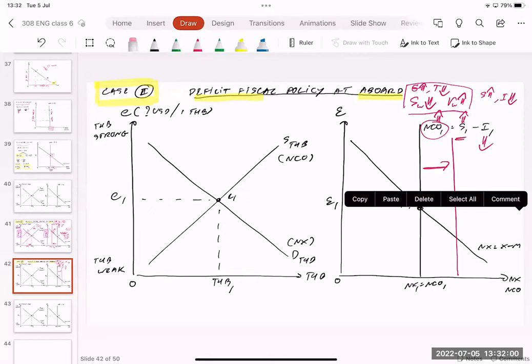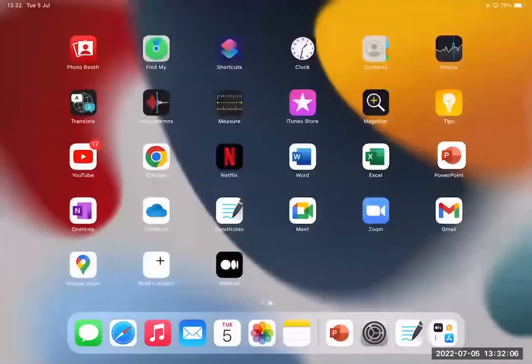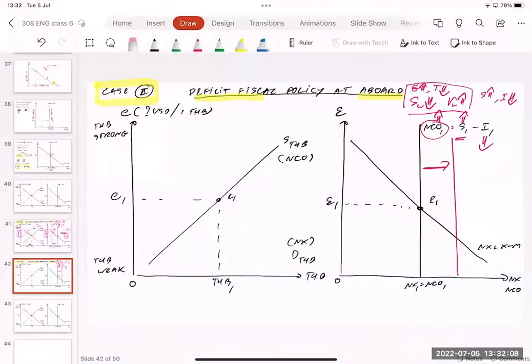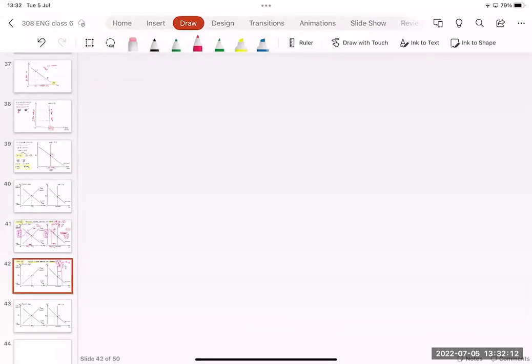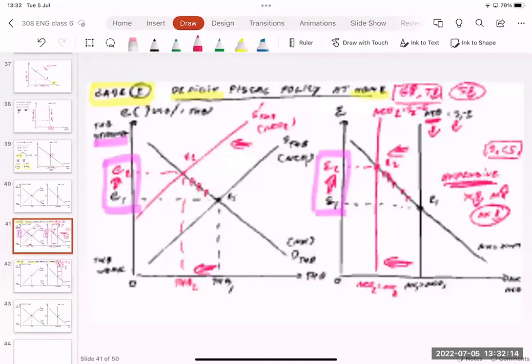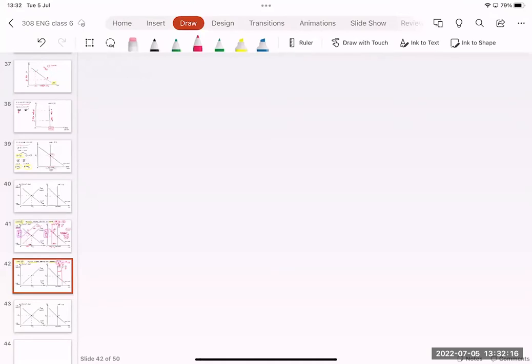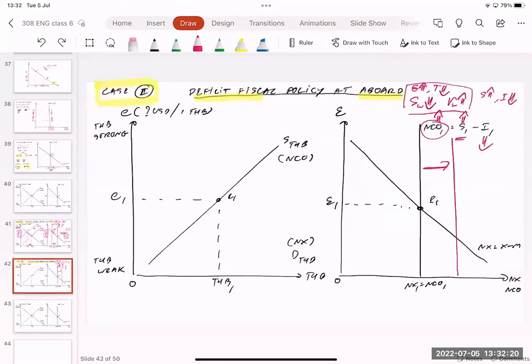Wait, what happened? I cannot do anything. Okay, it's become, wait. Wait a minute, my iPad is not good. Okay, it's come back.